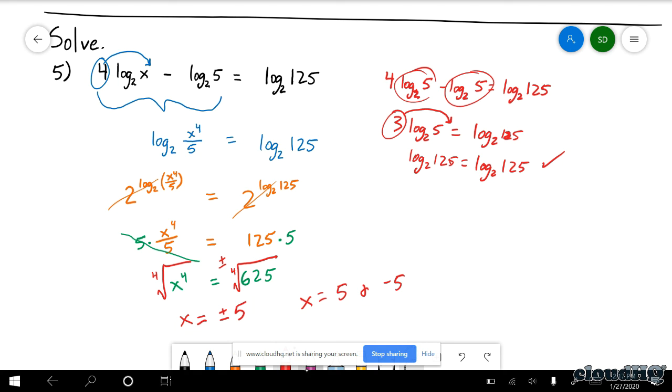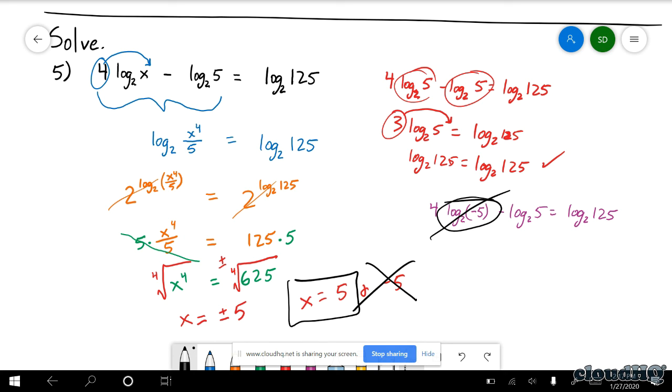What about negative 5? Let's check that one also. Is this one going to work? Don't bother bringing the 4 up as an exponent or even combining the two things together. We see right away a huge problem. We have a log of a negative number, and that is not possible. You can't do log base 2 of negative 5. So I have to cross that out. Therefore, negative 5 didn't work. 5 is the only answer that did.